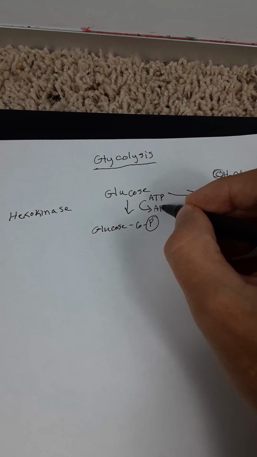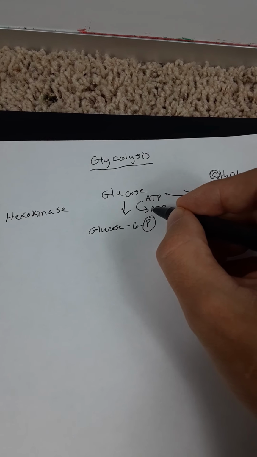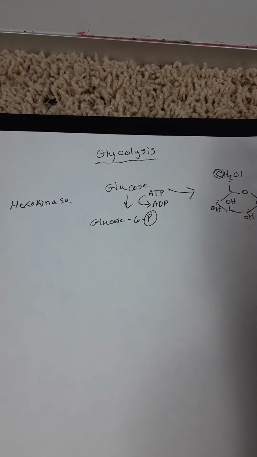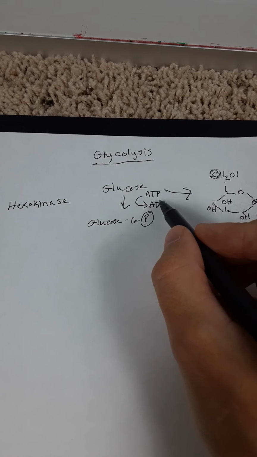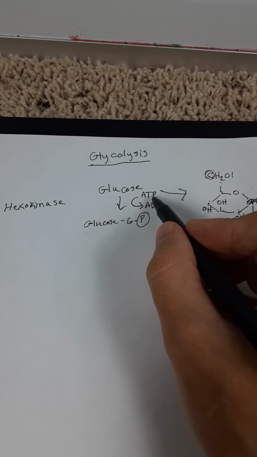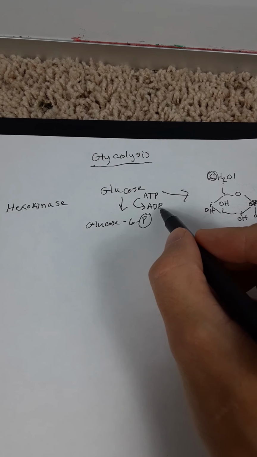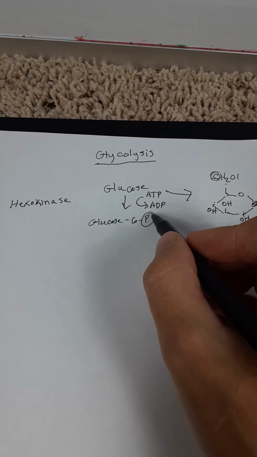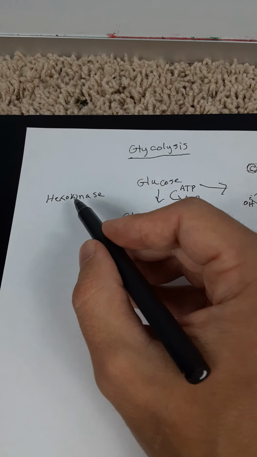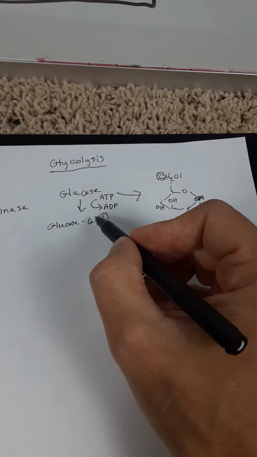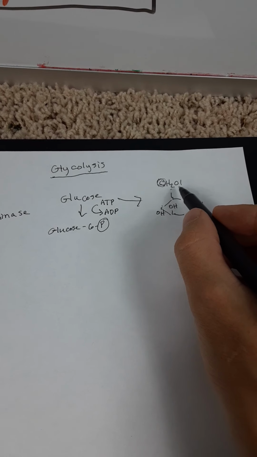So now this stands for adenosine diphosphate. Obviously, tri is 3 and di is 2. So the phosphate is coming off of the adenosine triphosphate, making it adenosine diphosphate. Hexokinase is having the responsibility as an enzyme to take that phosphate group and attach it to the glucose molecule.